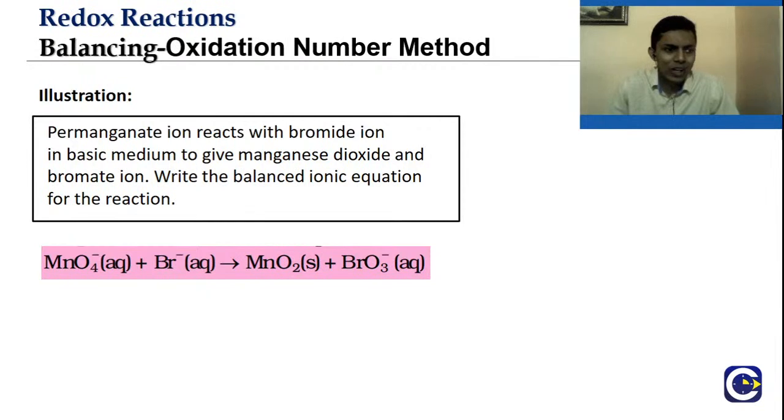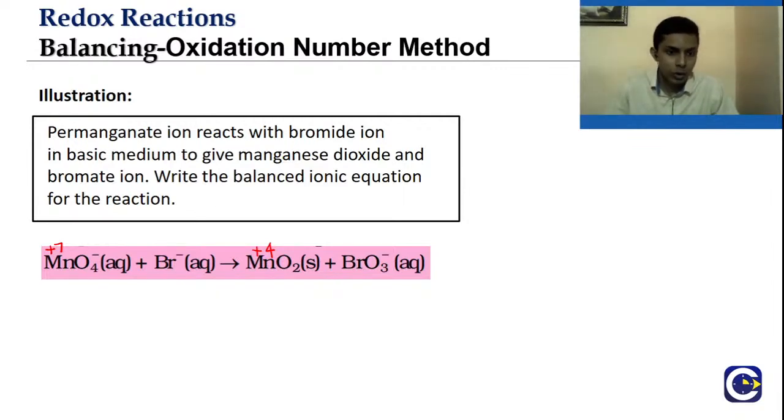It's quite easy. Oxidation number is nothing. Now it should be very easy for you. Find out the oxidation number. How much is it? Here it is plus 7, here it is plus 4. Isn't it? So plus 7 to plus 4.